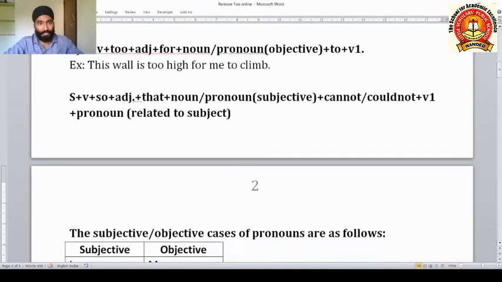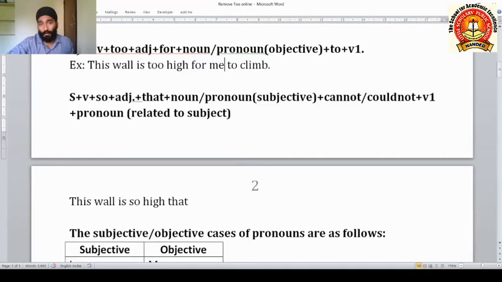Let us see the answer. This wall is too high for me to climb. This wall is so high that... Now here you have to remove this "for" and the objective case of the pronoun, and you have to use the subjective case of the pronoun. I cannot climb it. So here, this wall is so high that I is the doer here. I is doing the action on the wall.